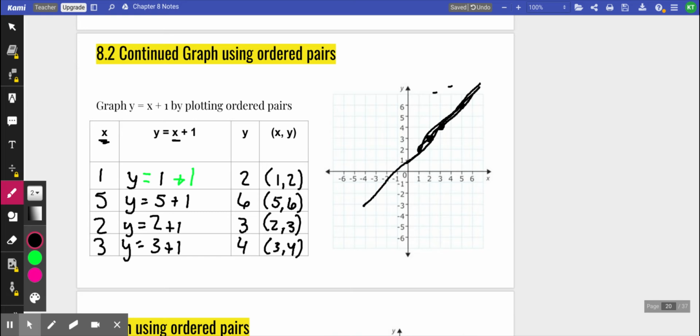Okay, but so for graphing, you only need 2 points, right? And we picked these two to start. You could pick anything, right? You could have picked 2 and 3 and gotten that same exact line.